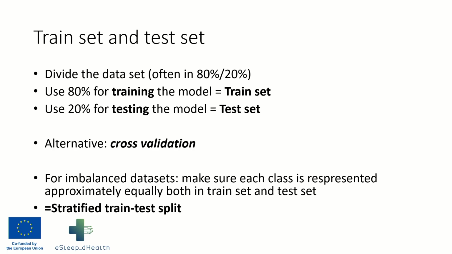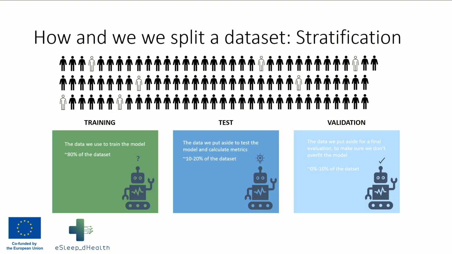But something that is important to know is that if your data set is imbalanced, it makes sense to make sure that each class is represented approximately equally in the train and the test set. And this is why we do a stratified train-test split. I have an example for that. So imagine from those 100 people, only 7 of them were donors, so only 7%.